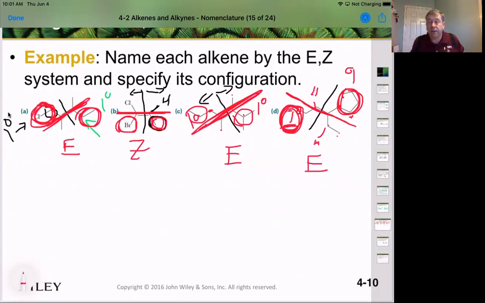Okay, so we're going to take our double bond and cut it in half. Look at one side first, the next side second. Now, once we've assigned priority, we're going to see whether the highest priority groups on each side are on the same side, above or below that double bond. If they're both above the double bond or both below the double bond, they're Z. If one's above and one's below, then we have E, okay?